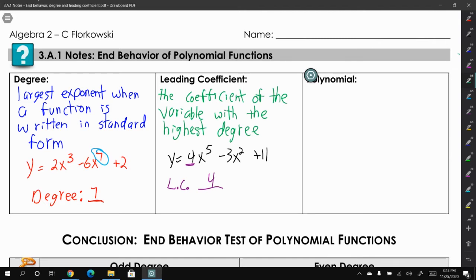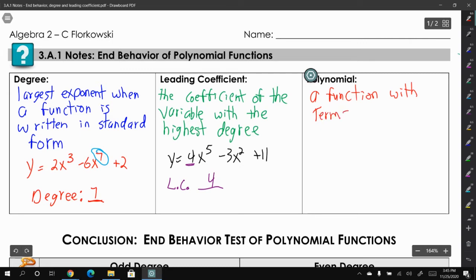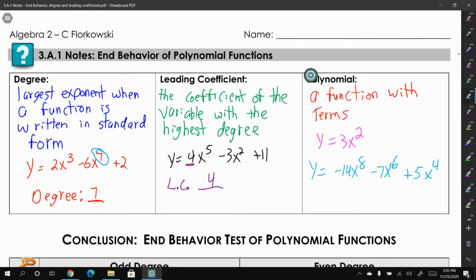Now, a polynomial is just a function with terms. And we've been working with polynomials all year. 3x squared is a type of polynomial. -14x to the 8th minus 7x to the 6th plus 5x to the 4th is another polynomial. So we just have a bunch of terms put together that gives us a polynomial.